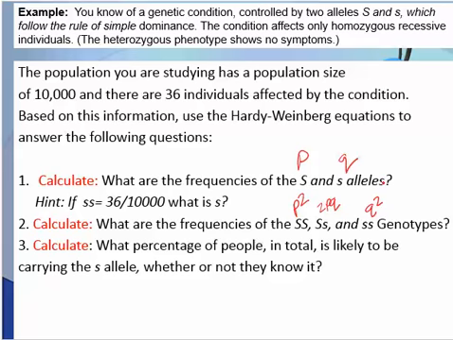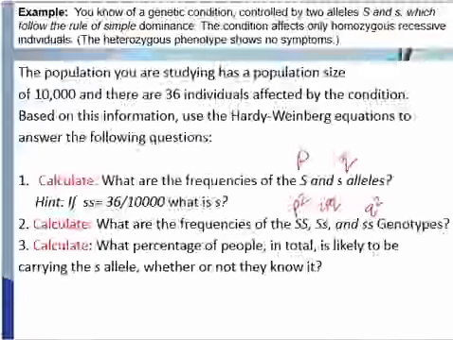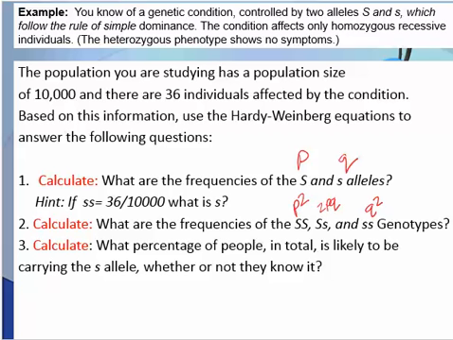I'm going to show you how to calculate this on the next slide. You might want to get a piece of paper, or you can just write on your notes, however you're doing this. The question said, what are the frequencies of the big S and little s alleles if little s little s is 36 over 10,000? That's given to us. Little s little s is the same as Q squared, and in the problem it's given as 36 over 10,000.